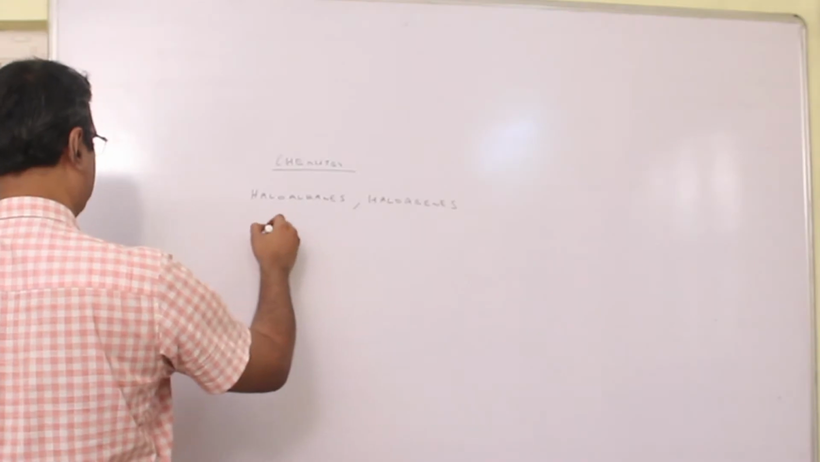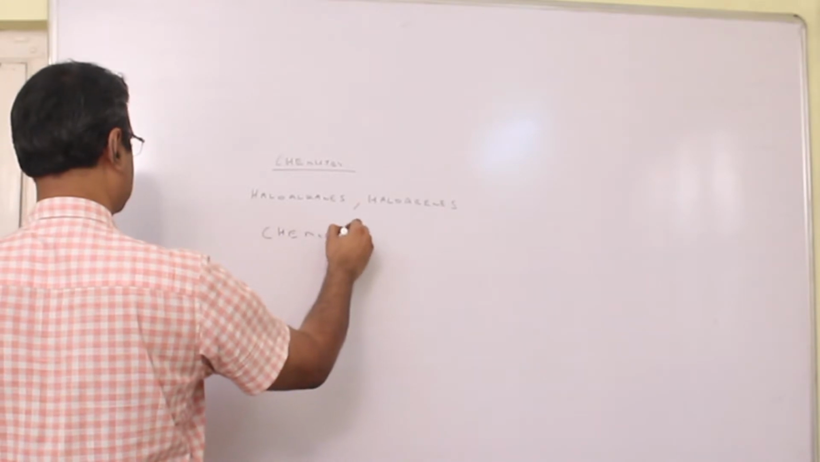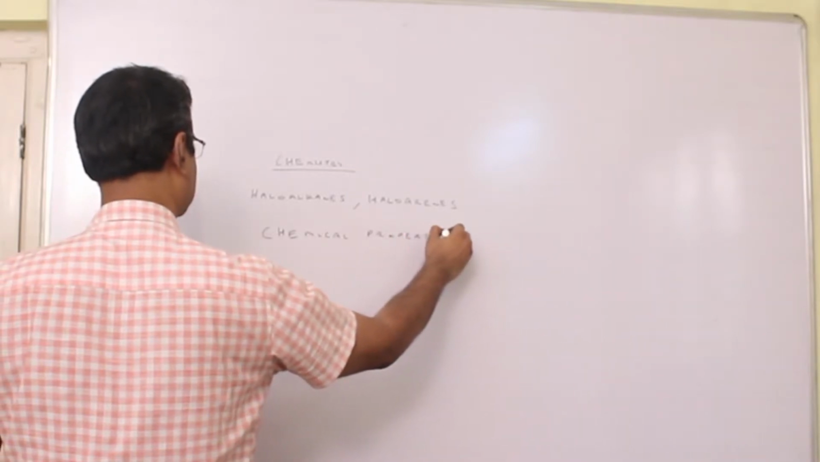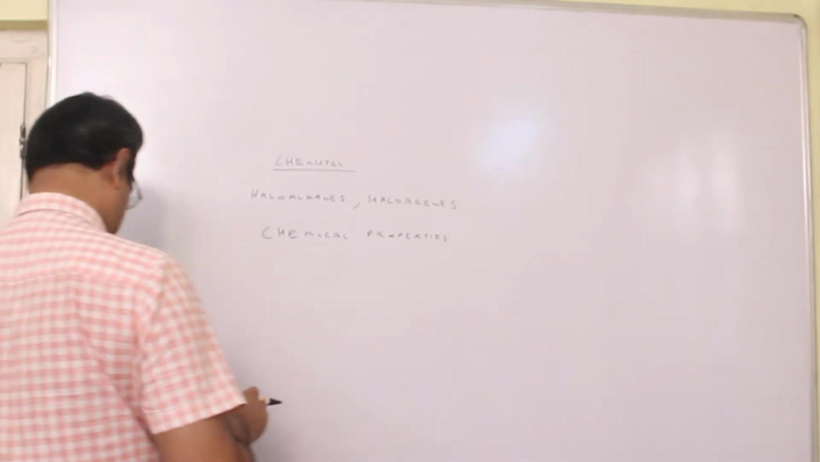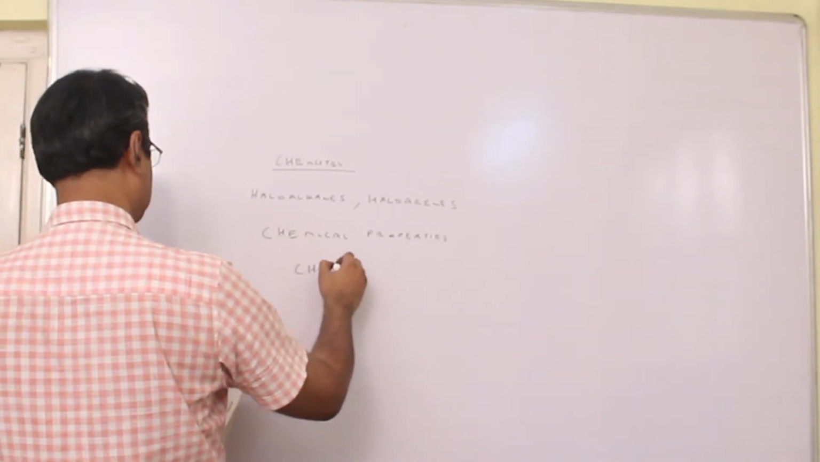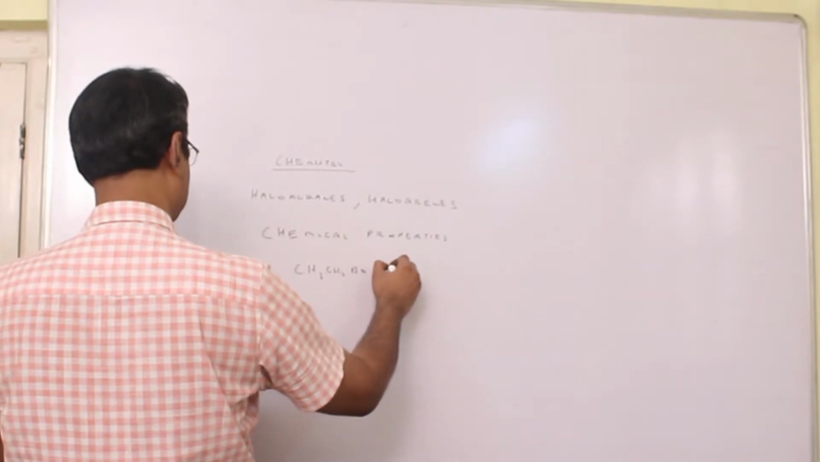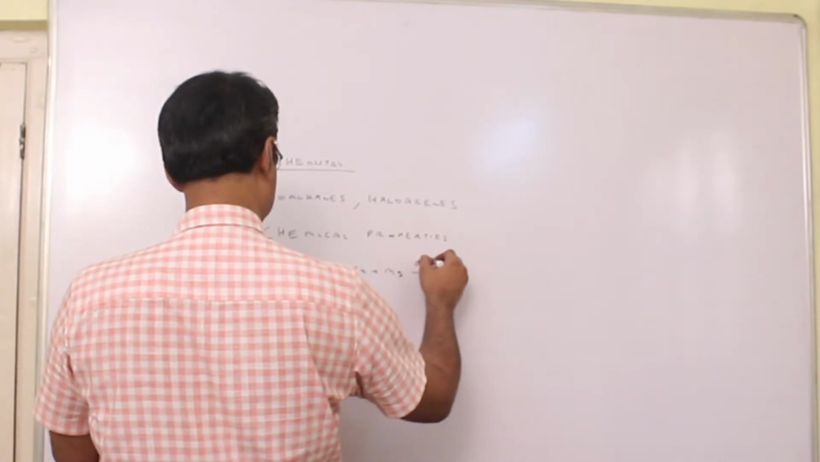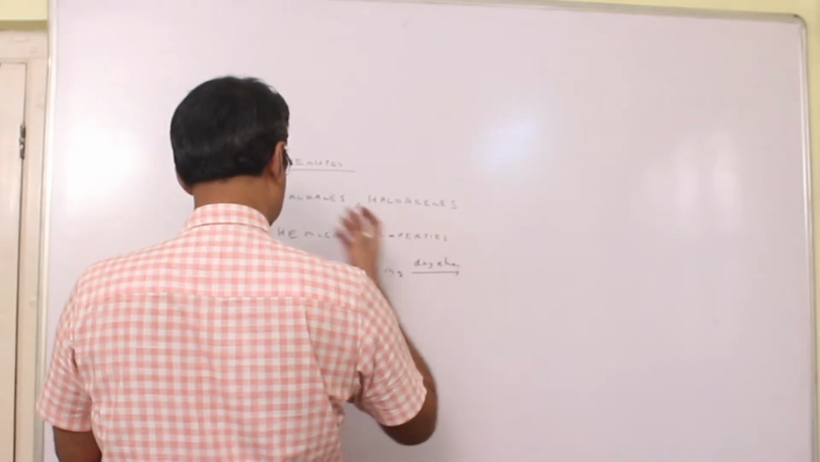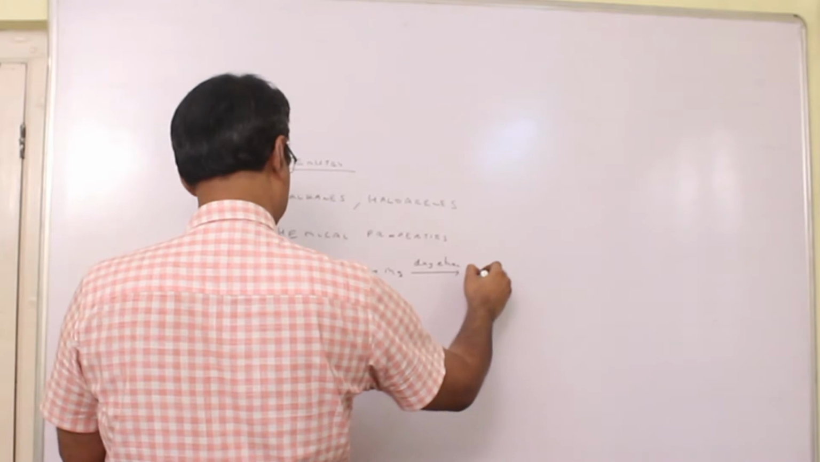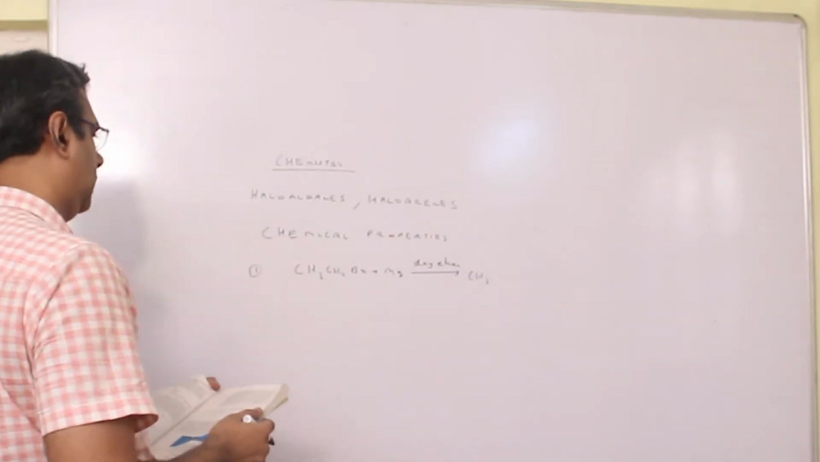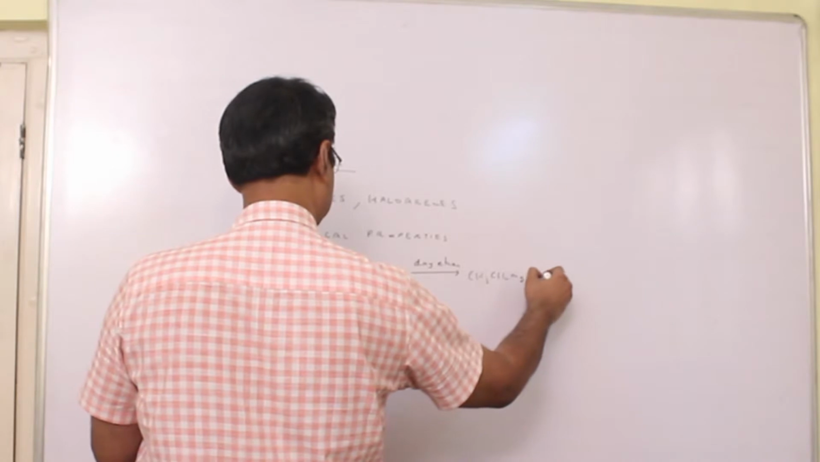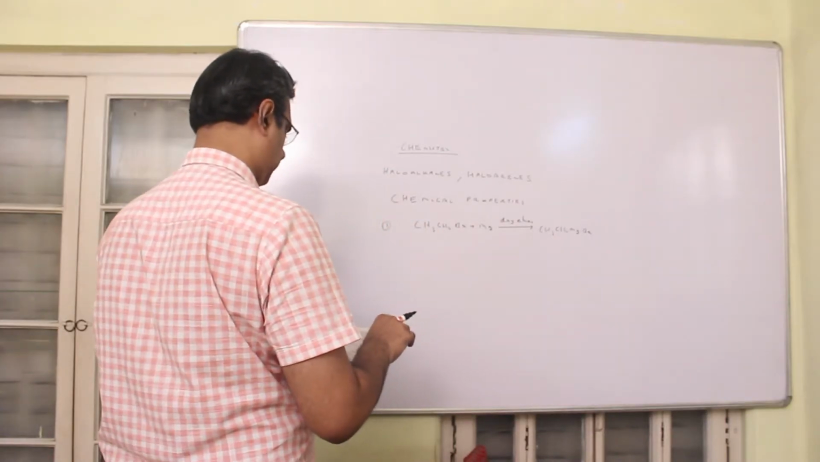Now we come to chemical properties. In chemical properties, first of all, haloalkane, when reacted with magnesium in presence of dry ether, gives Grignard's reagent.